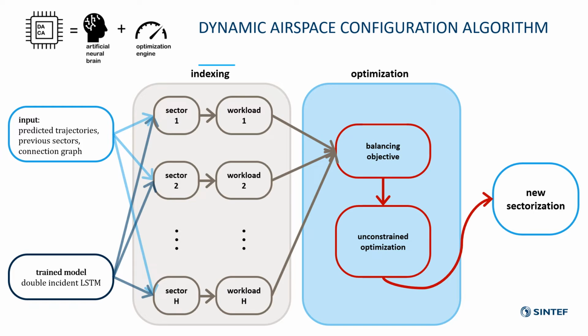One important part of future systems that will be used by ATCOs is a dynamic airspace configuration algorithm. Briefly, this algorithm will produce sectorizations that dynamically adapt to a traffic situation. It consists of two parts, a machine learning part and an optimization part. Machine learning part will perform indexing that will be used as input for the optimization that will produce new sectorizations, and then these sectorizations will be presented to air traffic controllers.